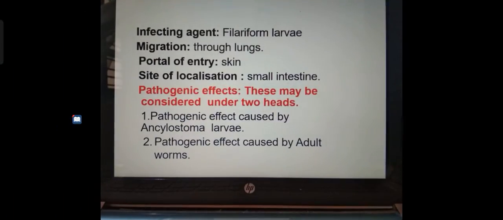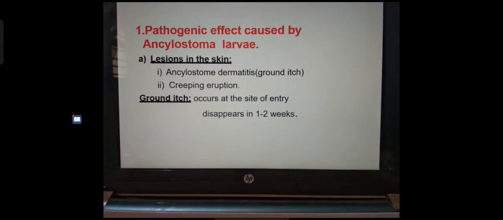So, coming back to the pathogenicity of this bacteria, this will be discussed under two headings. I forgot to discuss the adult worm, that's why I have gone back to discuss it. We have discussed the larva and the filariform larva, which is formed, and the pathogenicity caused by the adult worm also.